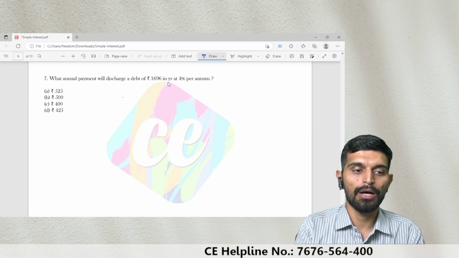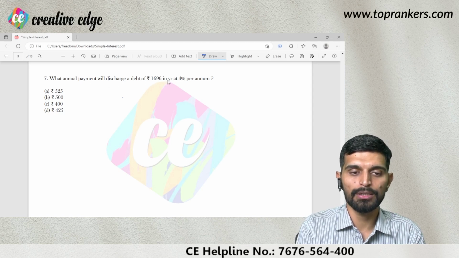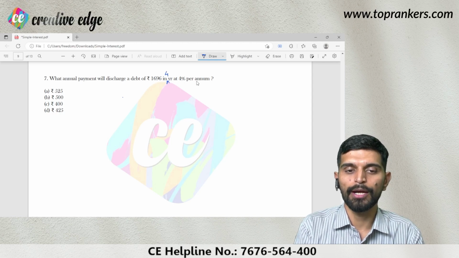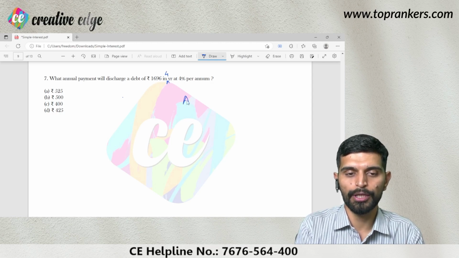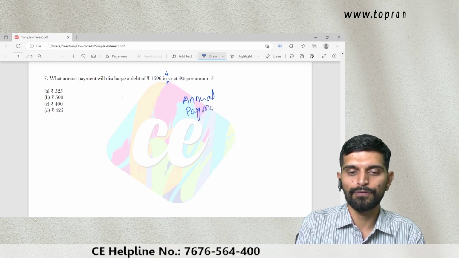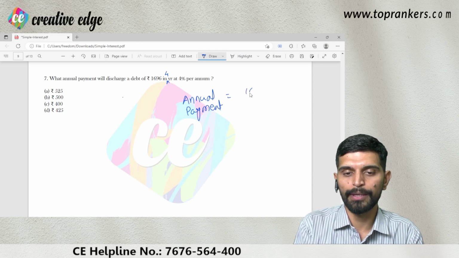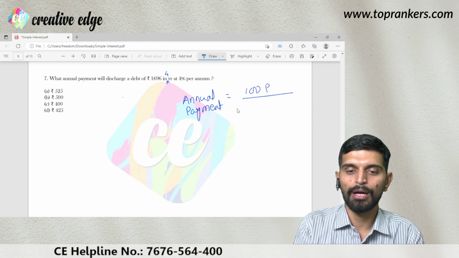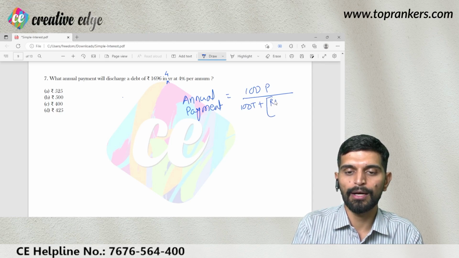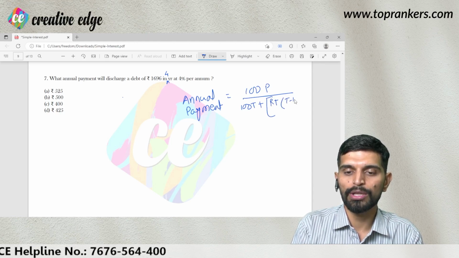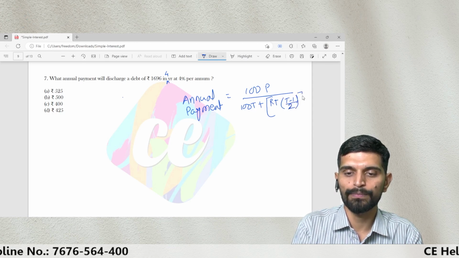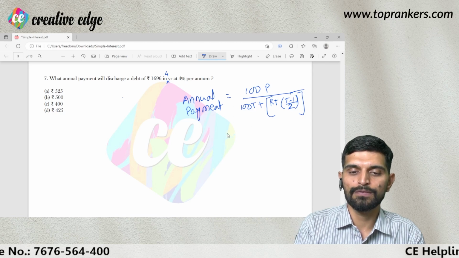It says, what annual payment will discharge a debt of rupees 1696 in 4 years at 4% per annum? So to determine this annual payment, we have a standard formula, that is annual payment is equal to 100 into P upon 100 into T plus, inside the bracket, R into T minus 1. This T minus 1 should be divided by 2, and that gives you the annual payment.